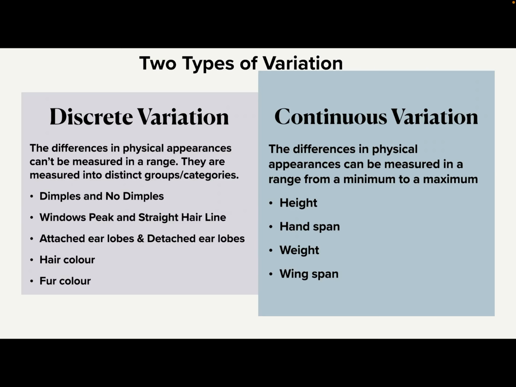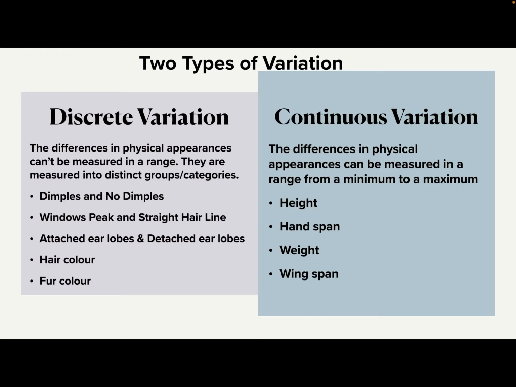Okay, there's two types of variation, discrete variation and continuous variation. Let's deal with discrete first of all. You need to know the definition of a discrete variation. We define it as when the physical appearances cannot be measured in a range. So what I mean is there's no distinct order to it, but they can be measured into distinct groups or categories. For example, dimples or no dimples. You either have dimples or you don't. You can't measure how much dimples you have. You either have it or don't have it.